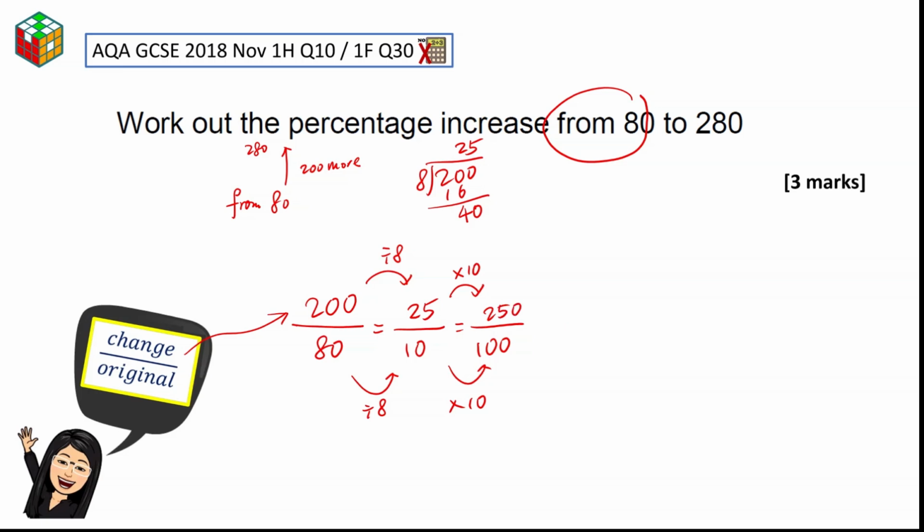250 out of 100 means 250%. And that's how to do a crossover grade 5 topic on percentage increase. This is a little bit tricky because the numerator is greater than the denominator. Secondly, you have to know your divisions to help yourself divide by 8. And then you have to remember to times by 10 to make the percentage work for you.